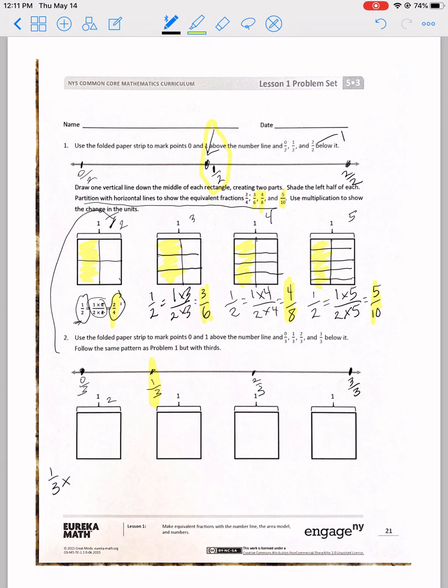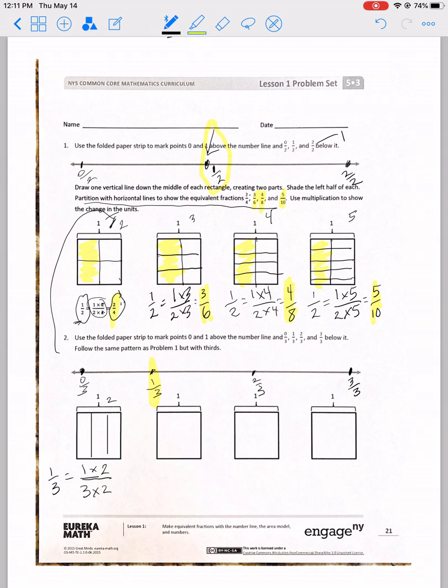So our formula, not times, our formula is going to be the numerator times 2, and the denominator times 2. But first we need to break all these boxes up into thirds. Up top we just did them in half because we were working with half. So first of all, let's break these up into thirds.